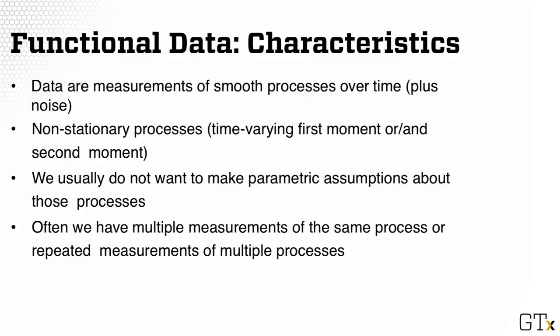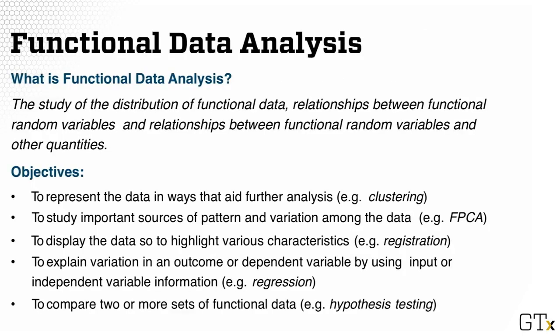We usually do not want to make parametric assumptions about those processes. We use non-parametric or semi-parametric approaches to estimate the first and second moments of the generating process. Often we have multiple measurements of the same process or repeated measurements of multiple processes, also called multi-level functional data. In the analysis of functional data, we study the distribution of the process generating the functional data along with the relationships between function random variables and relationships between function random variables and other quantities.